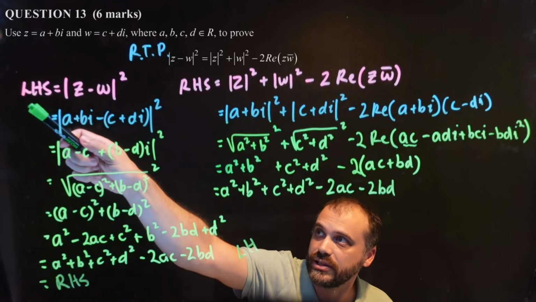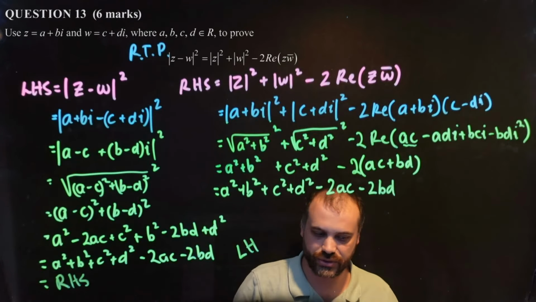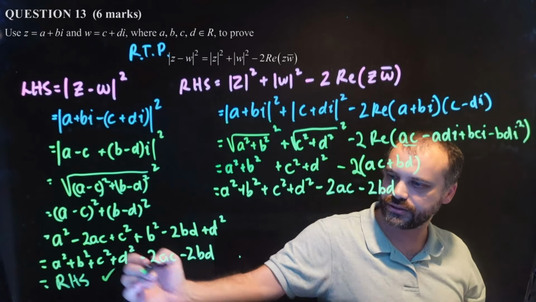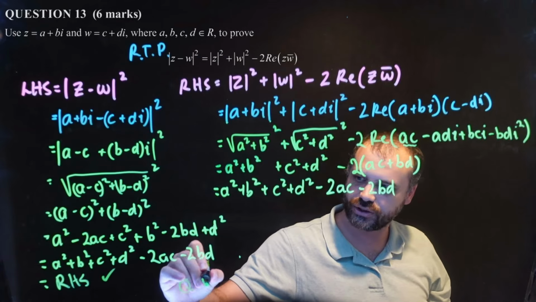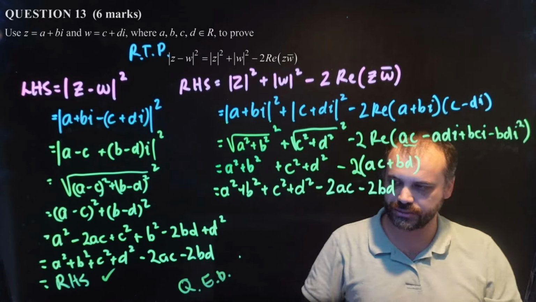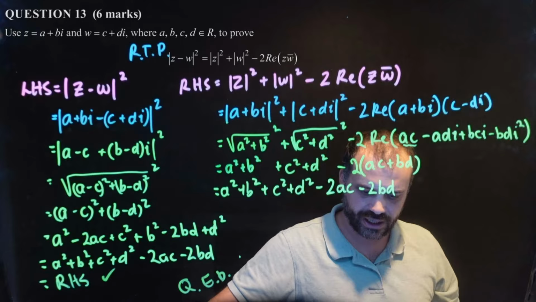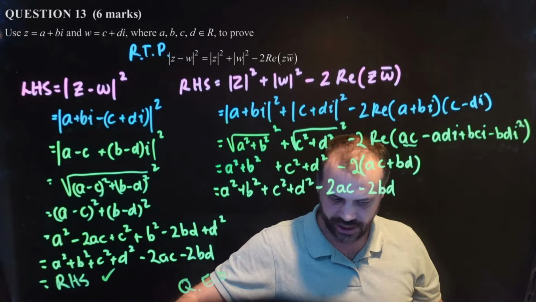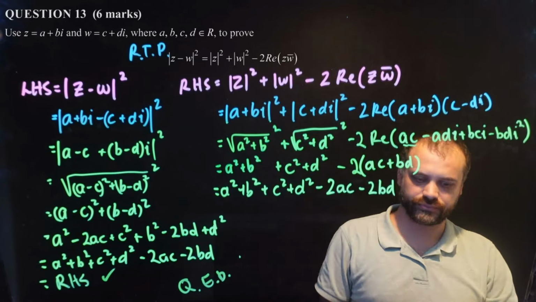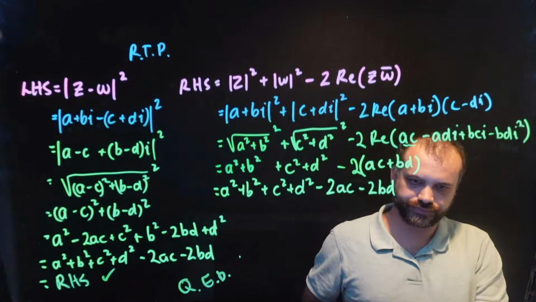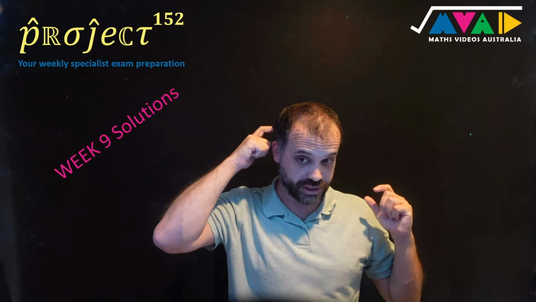You can now see that the left-hand side does indeed equal the right-hand side. I like to give it a little tick. I like to write a little QED, quod erat demonstrandum, but totally unnecessary. Just a bit of a flex at the end. And that is proven. And those are our week 9 solutions.